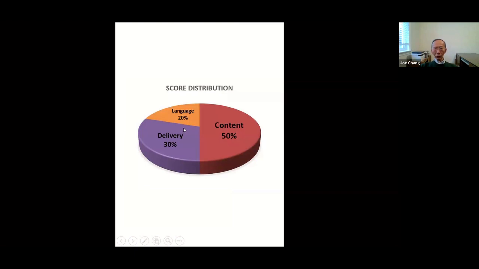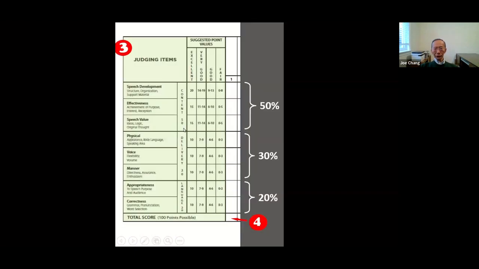Now, if you look further down into this chart again, you see each segment is also broken up into smaller segments.